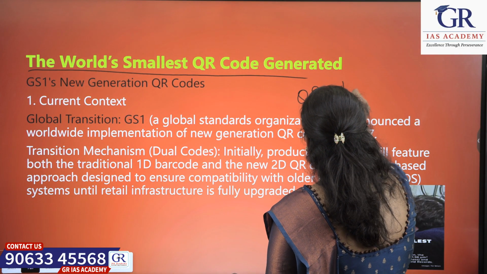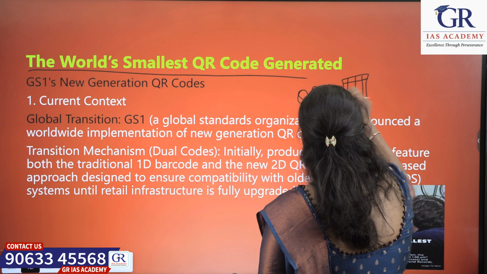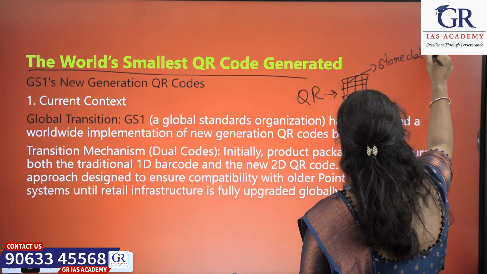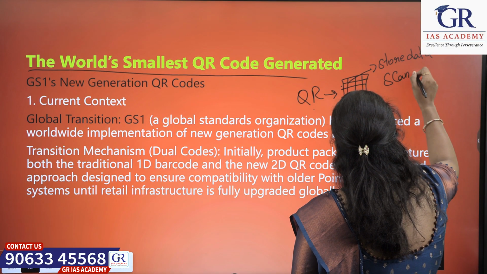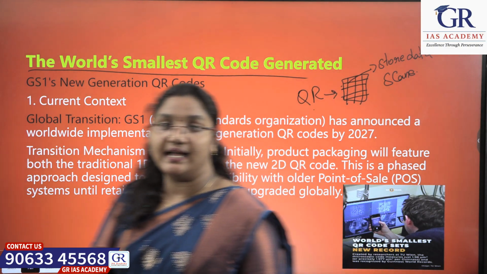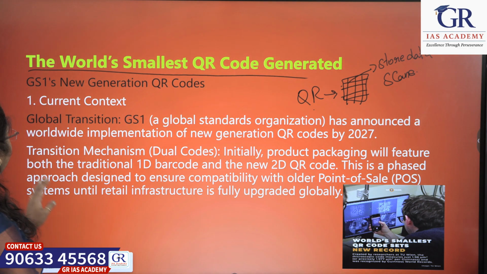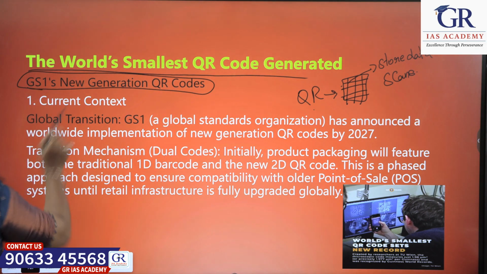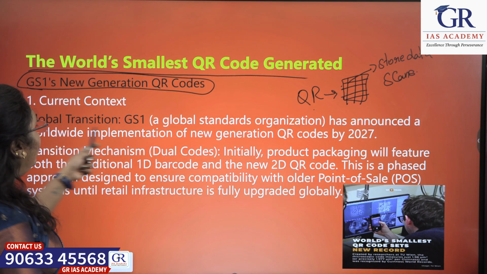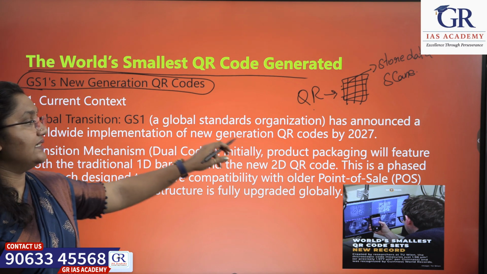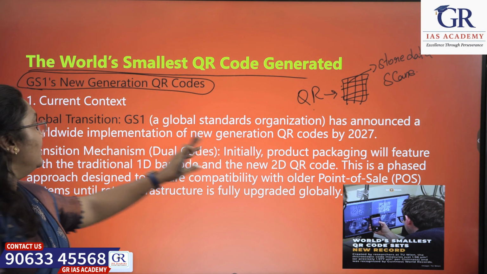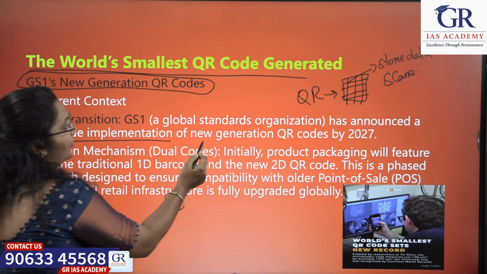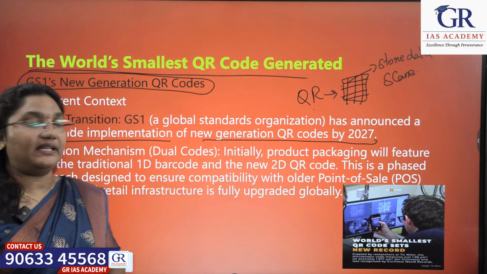QR codes are frames which store our data, it stores and scans the data. Okay. Now, GS1 new generation QR codes. What is the current context of it? Global transition. GS1 is Global Standards 1. So, the global standards organization has announced a worldwide implementation of new generation QR codes by 2027.